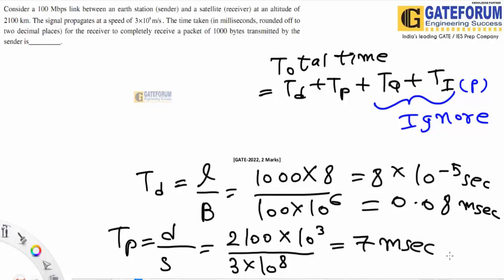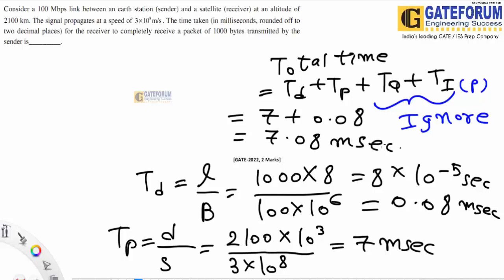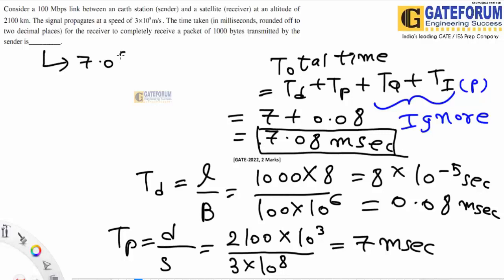So the propagation delay TP is 7 milliseconds and the transmission delay TD is 0.08 milliseconds. So if you calculate the total, it is 7 plus 0.08, which would be in total 7.08. So the total time which will be taken for the entire packet to reach from the sender to the receiver is about 7.08, and the answer would be 7.